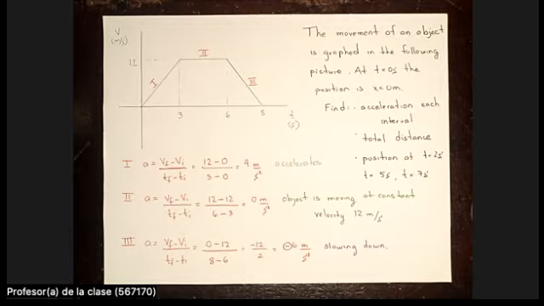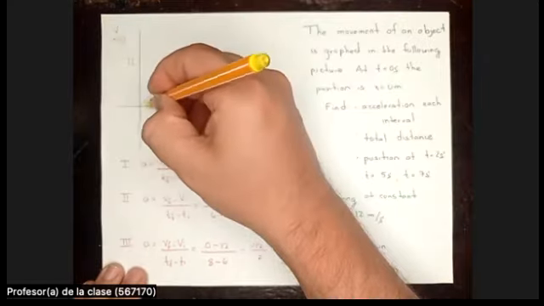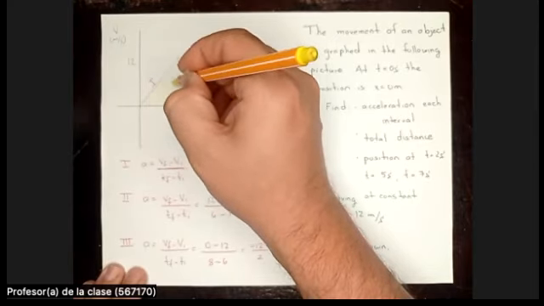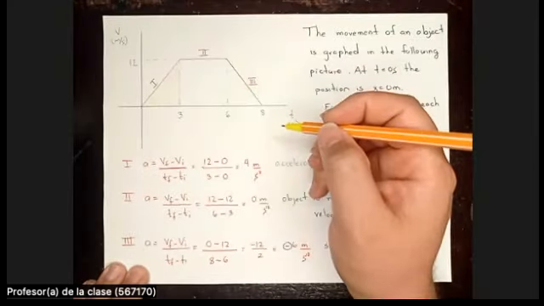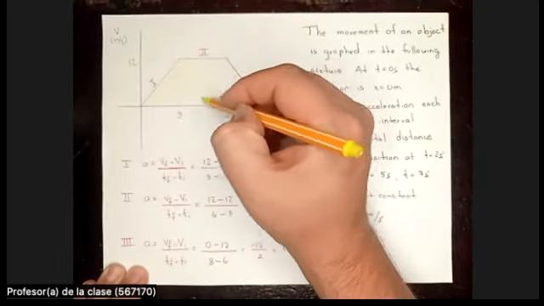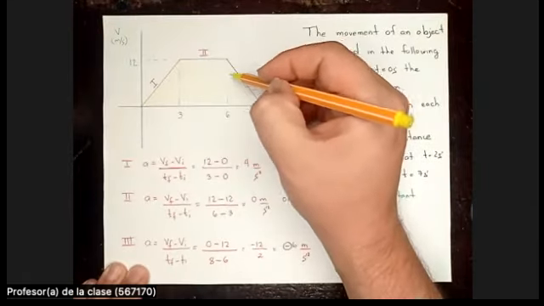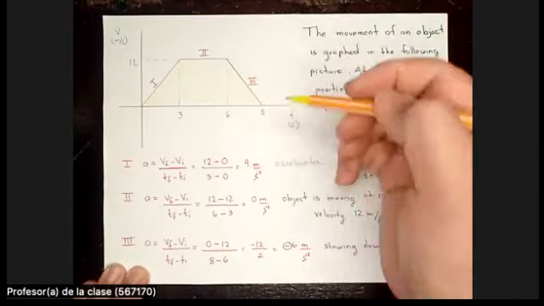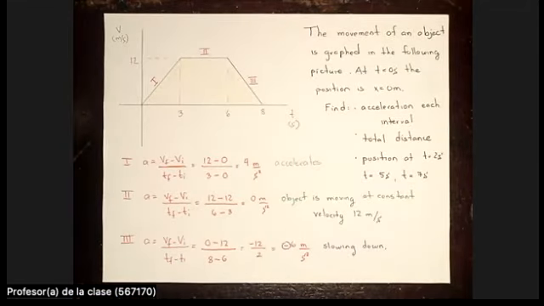yeah, I'm choosing the color yellow. This entire area over here, 0 to 3, 3 to 6, and 6 to 8, all the entire area under the straight lines, will be the total distance, the distance for each interval. So let's calculate this.